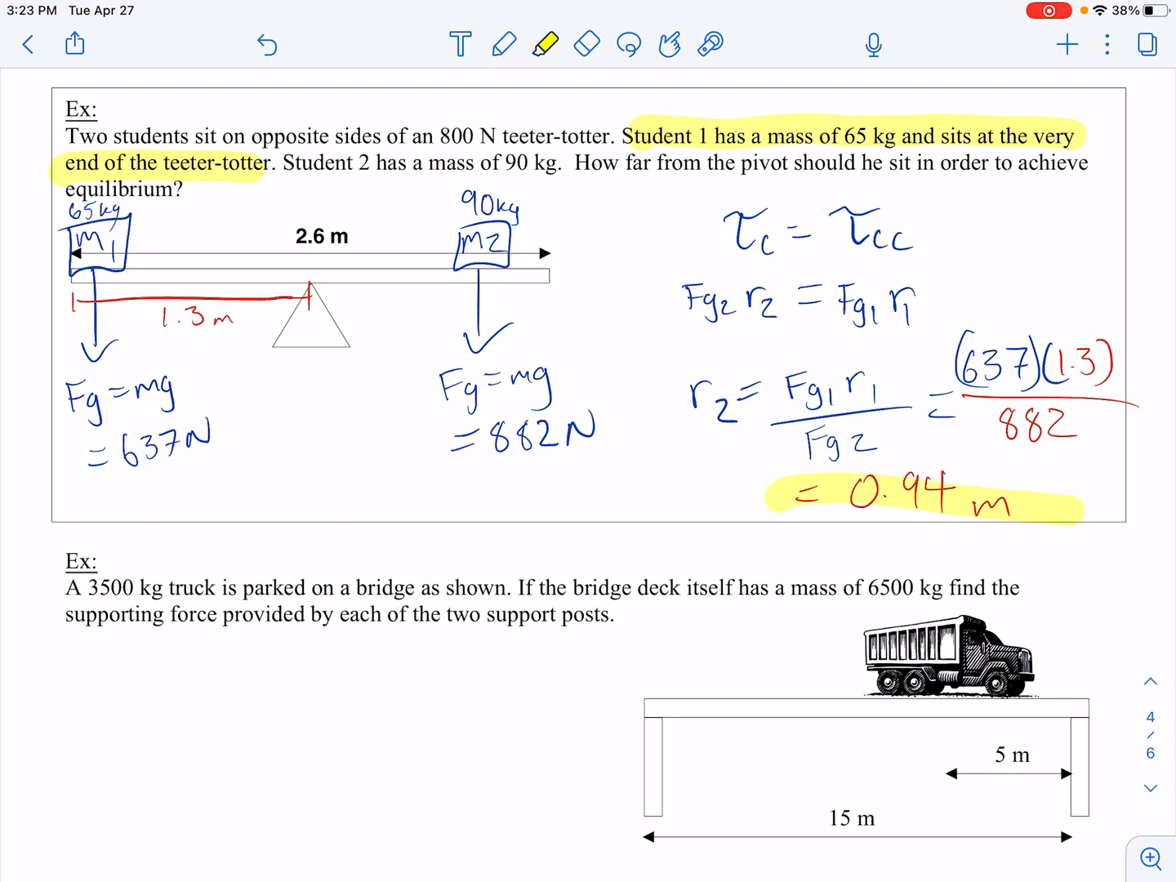We should check that this adds up. I know that my heavier kid should be closer to the pivot point, so they're going to have less distance. We know they're going to have more torque as they sit further and further from the pivot point.